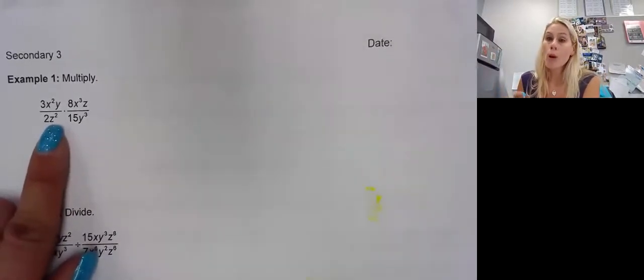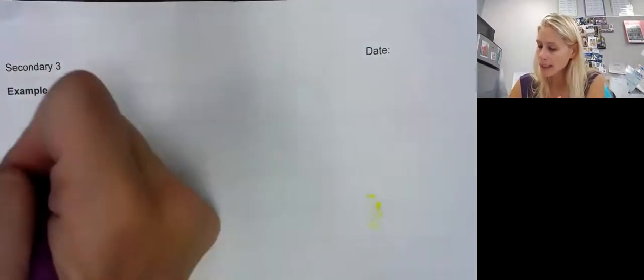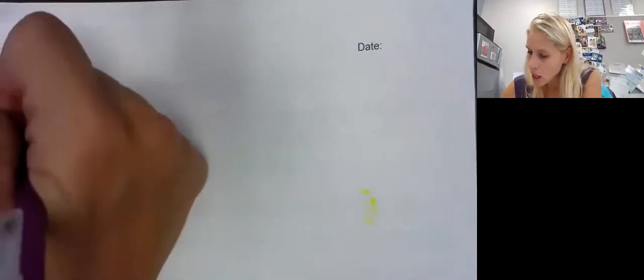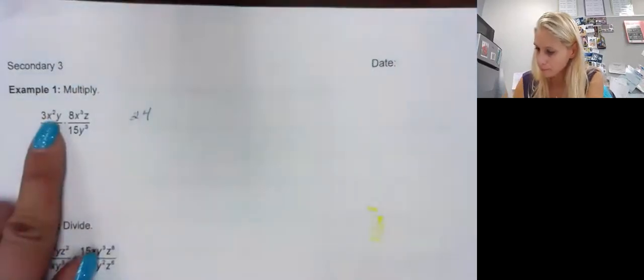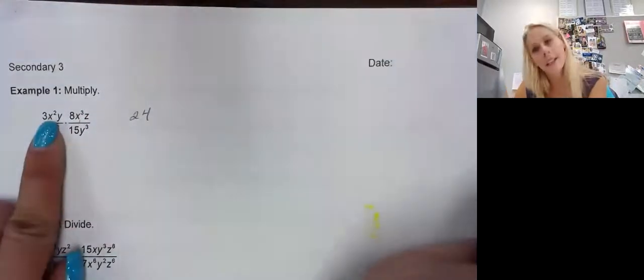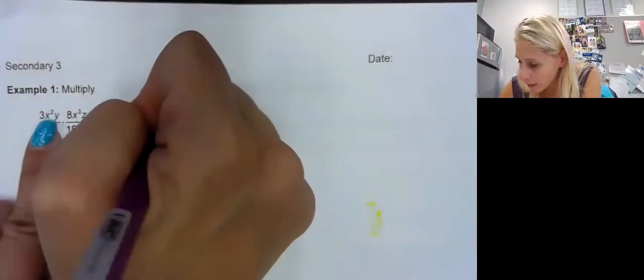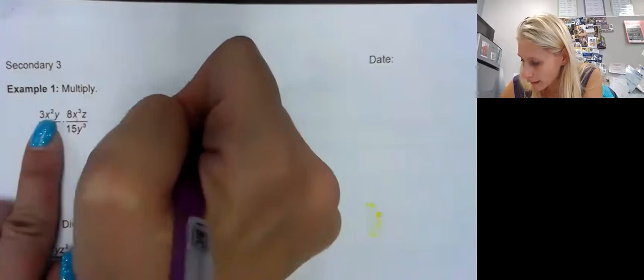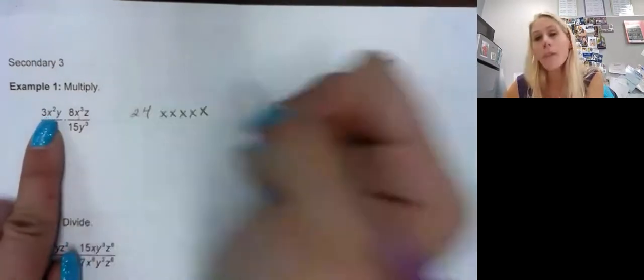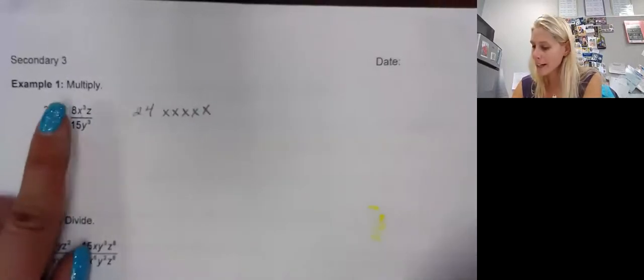Some of you might want to do this by expanding everything. So multiplication means we're going to multiply straight across. 3 times 8 is 24. X squared times x to the 3rd, we add the two exponents, we get x to the 5th. But what I'm going to do is expand this so that it's easy for me to cross out. If you know of a shortcut, use it. I'm not going to give it to you. I want you to find that out.